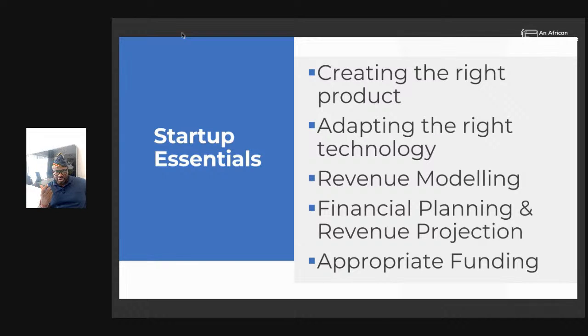Another thing we're going to be talking about is appropriate funding. What type of funding is appropriate for your business? It's about the state of your business, the kind of growth that you want, or where you are now. Do you need debt now? Do you need family and friends? Do you need to just bootstrap, or do you need to take debt?